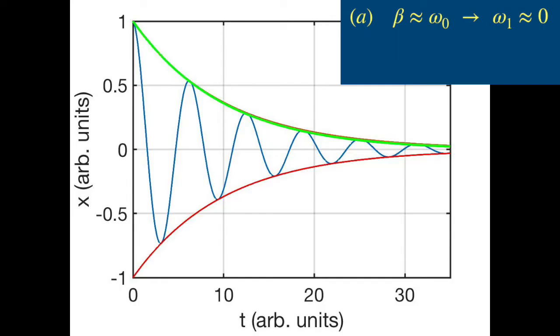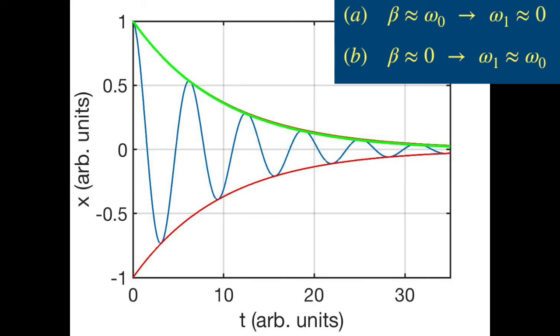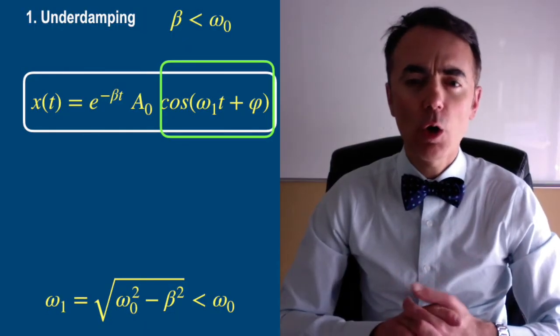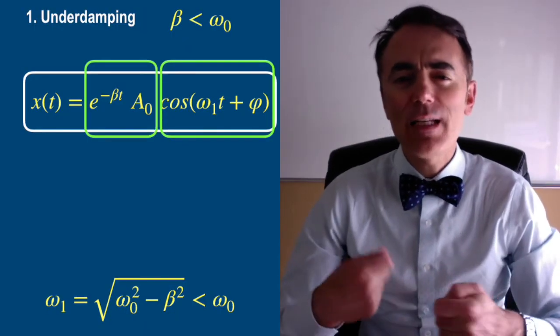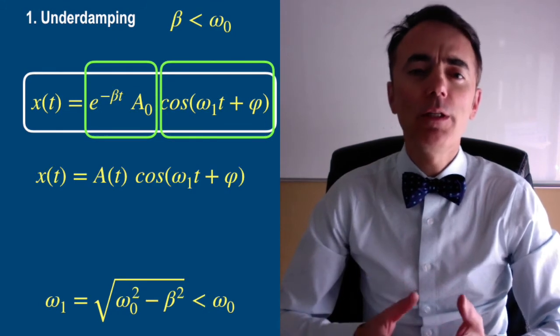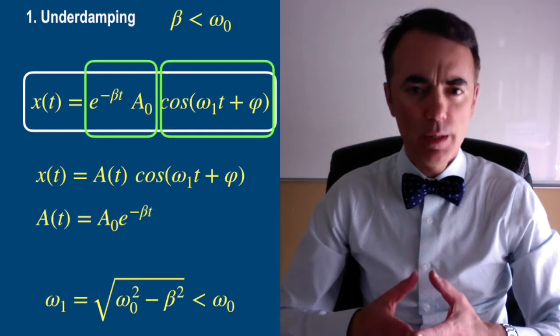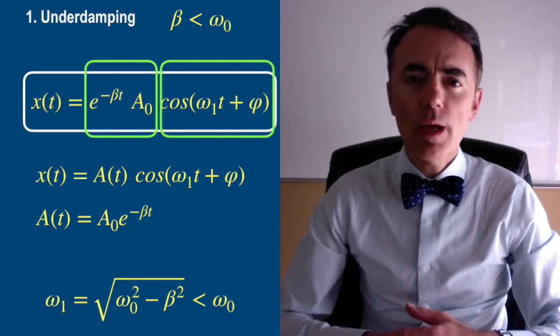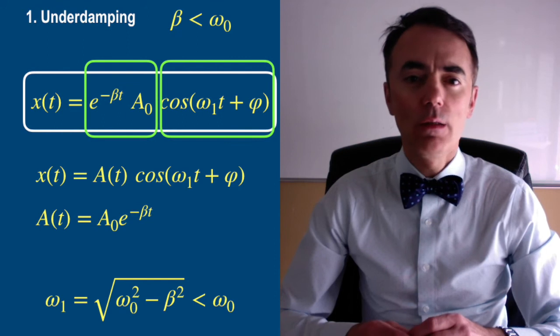If beta is close to omega naught, then we lose the oscillatory motion. The position decreases without crossing the origin. If beta is very small, we lose the damping behavior. It will only be manifest for very, very long times. We can think of this equation as the cosine term multiplied by a decrease in amplitude. The amplitude of the oscillations decreases exponentially. A of t is a times e to the minus beta t.